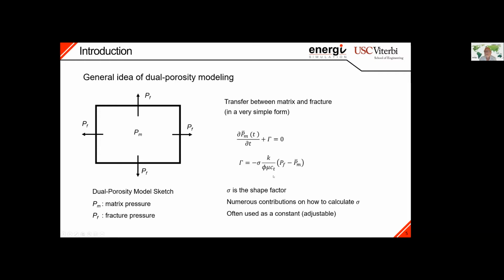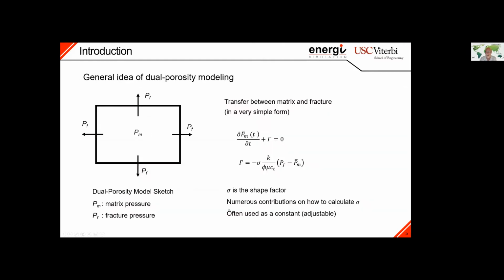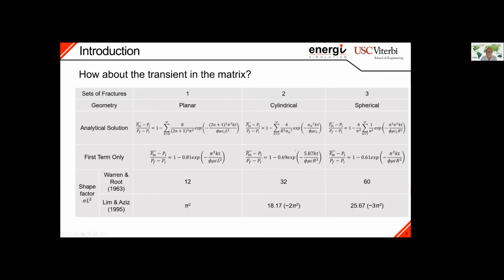Okay. Now, the question I asked today is, well, what about the transient inside the matrix? Because we claim to have some idea about that when we write a transfer function like this, and we define it in terms of an average over the block. So let's take a look at what people did to try to factor that in.